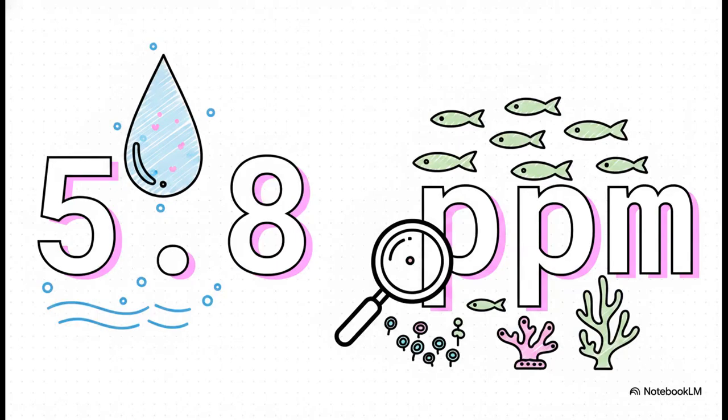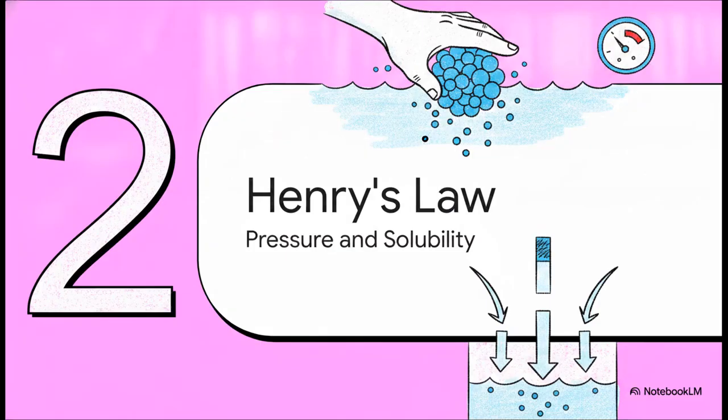And this next number brilliantly illustrates exactly why we need so many different units. 5.8 parts per million. That is a staggeringly tiny number. Yet, this exact trace amount, literally just 5.8 grams of dissolved oxygen for every million grams of seawater, is the critical concentration that keeps all marine life on Earth alive. So, when a solute is present in just trace quantities like that, parts per million is absolutely the perfect tool for the job.